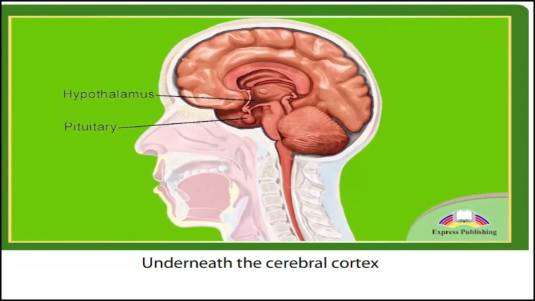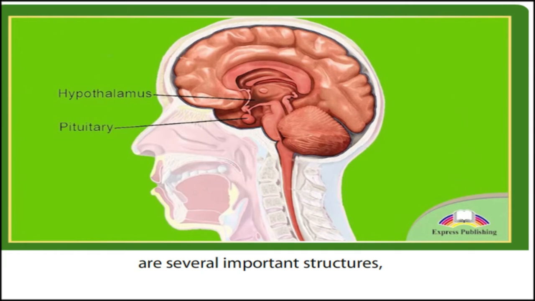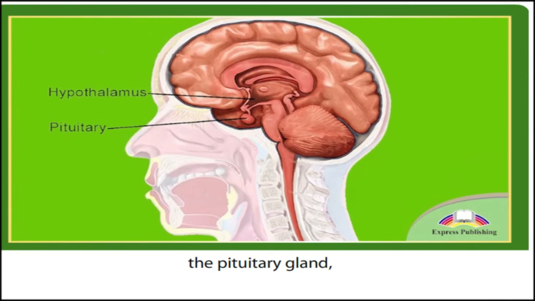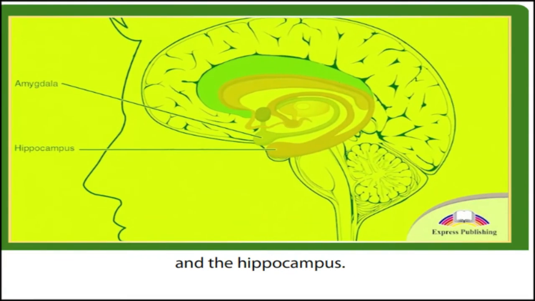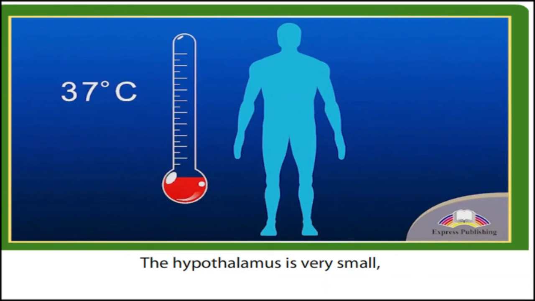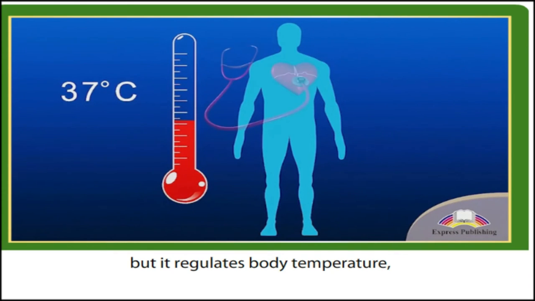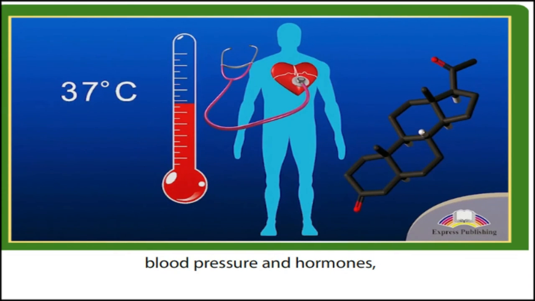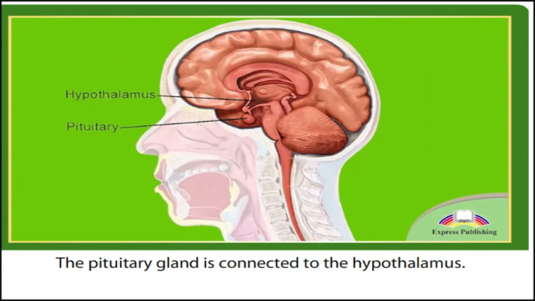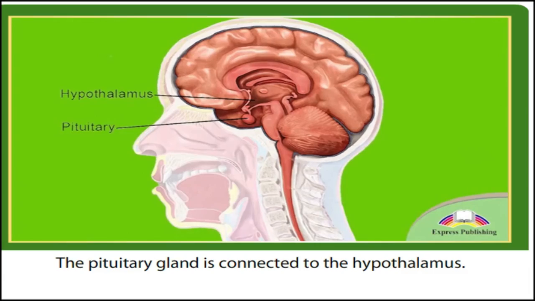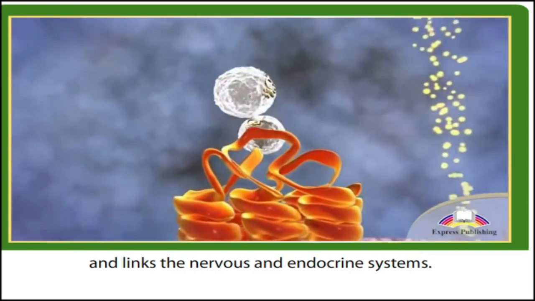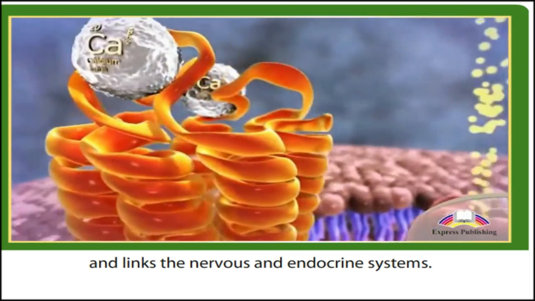Underneath the cerebral cortex are several important structures, including the hypothalamus, the pituitary gland, the amygdala, and the hippocampus. The hypothalamus is very small, but it regulates body temperature, blood pressure, and hormones, and controls hunger and thirst. The pituitary gland is connected to the hypothalamus. It secretes hormones and links the nervous and endocrine systems.